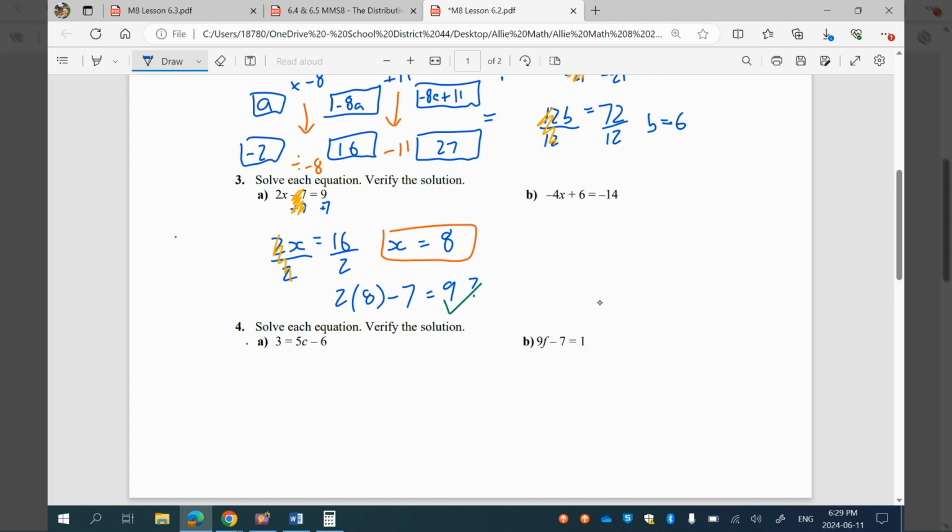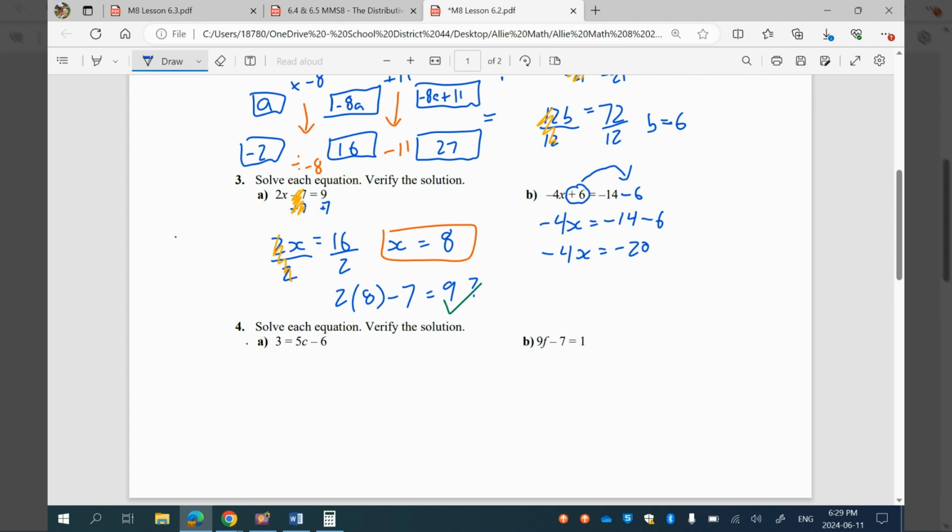We have a negative 4x plus 6 equals negative 14. So let's start by getting rid of this positive 6. You can think about doing the same thing to both sides. I sometimes think about it just kind of moving over the equal sign and converting sign. So it's a positive 6, it's going to become a negative 6 once it gets over there. So then you have negative 4x equals negative 14 subtract 6. So negative 4x equals negative 20.